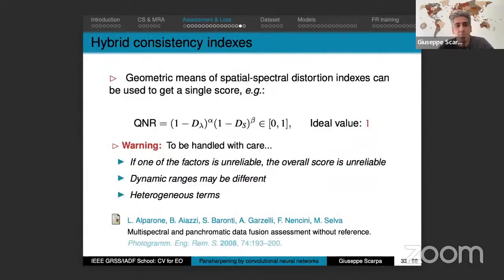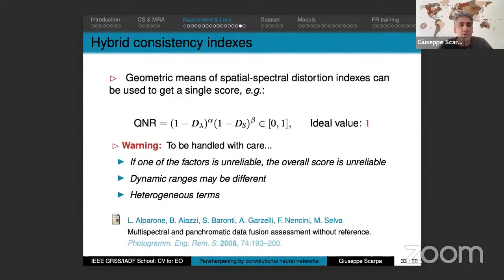Finally, it is worth keeping in mind that there are also hybrid consistency indexes. These are just combinations, for example the geometric mean of the spatial and spectral distortion indexes. The quality with no reference index, known as the QNR index, is a popular example, but there are others. In general, these indexes are useful because they give a single overall answer, but they must be handled with care for the following reasons. If one factor is unreliable, for example the spatial distortion, then the whole measure will be unreliable. Also, the two images may have different dynamics or be not homogeneous.